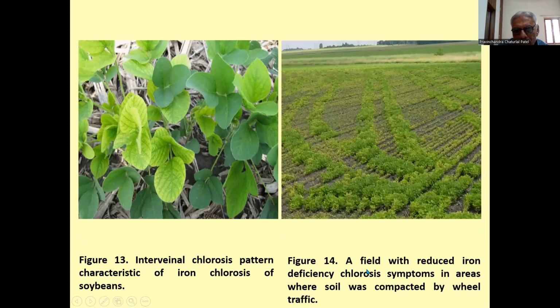A field with reduced iron deficiency chlorosis symptoms in areas where soil was compacted by wheel traffic. You know that at present farmers are using tractors. So due to the compacted soil, we are observing iron deficiency in the soil.